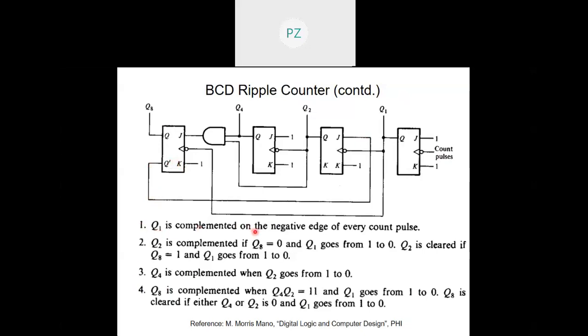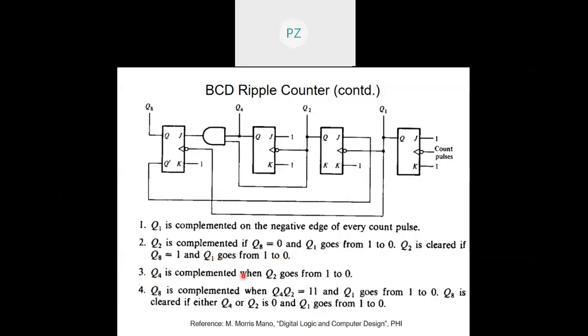Q1 is complemented on the negative edge of every clock pulse. Why negative edge? Because it is an active low JK flip-flop. So Q1 gets complemented on the negative edge of every count pulse. I'll show you the state diagram in the next slide, but the design says that it gets complemented at every clock pulse because both JK terminals are 1-1. Q2 is complemented if Q8 is equal to 0 and Q1 goes from 1 to 0. Q2 is cleared if Q8 is equal to 1 and Q1 goes from 1 to 0.